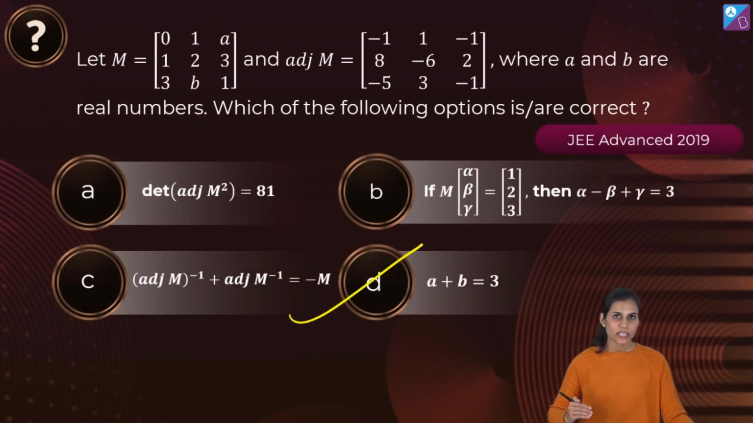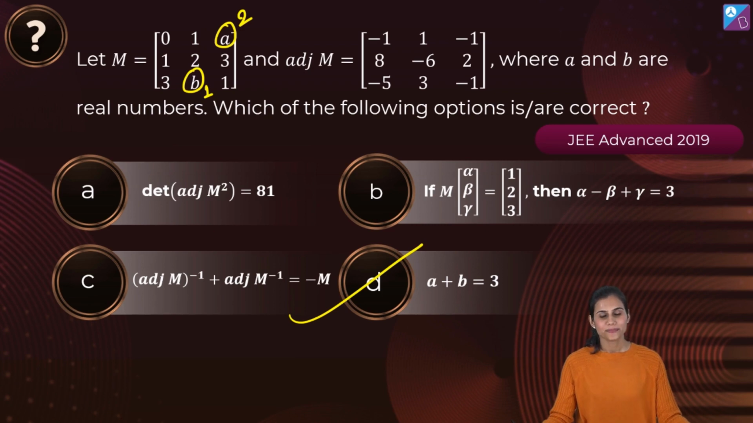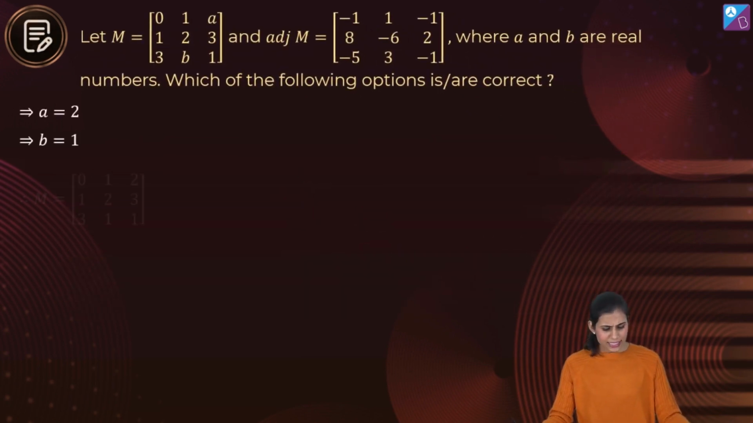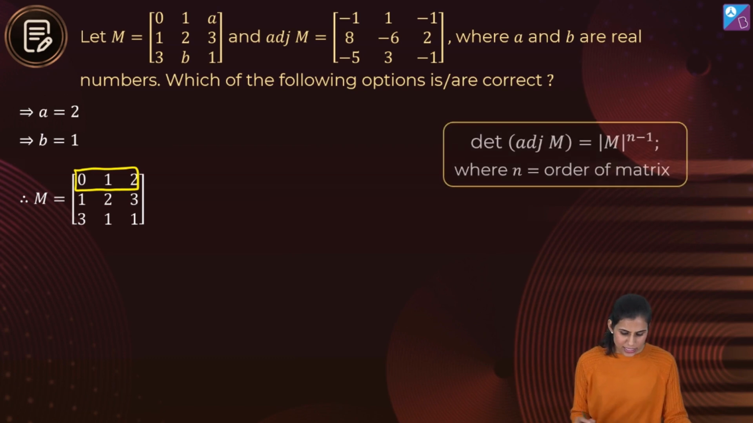And from now on, whatever discussion that we are going to have will be with the matrix M, with a replaced with 2 and b replaced with 1. So let's talk about option A now. The claim is determinant of adjoint of M square is 81. Wait a second. What is determinant of M first of all? Let's calculate. That's simple. I will expand with respect to the first row and my answer will come out to be minus 2. Alright, so determinant of M is equal to minus 2, which is clearly non-zero.